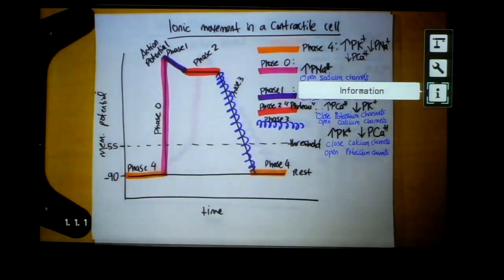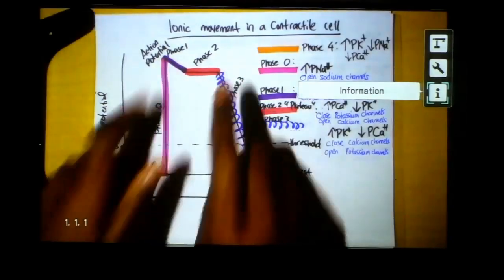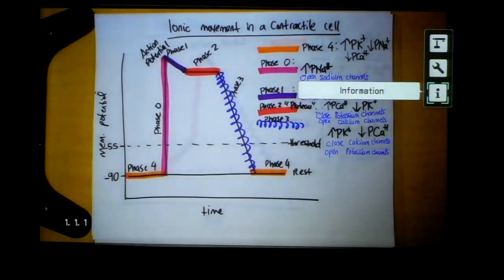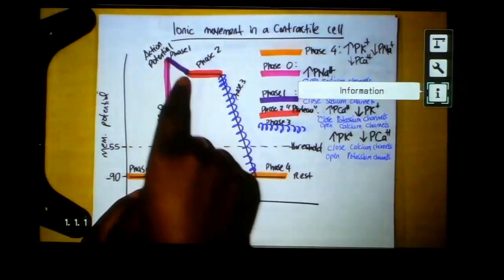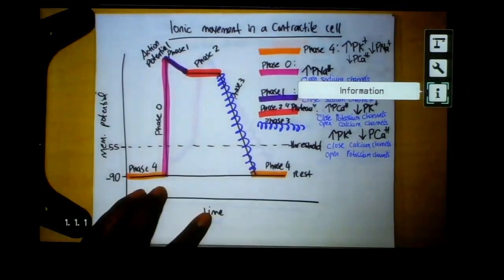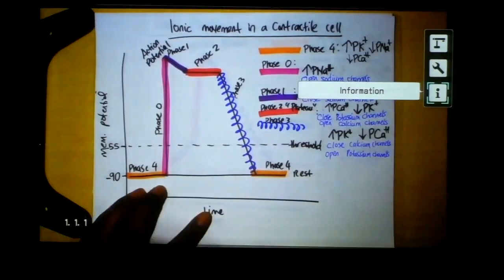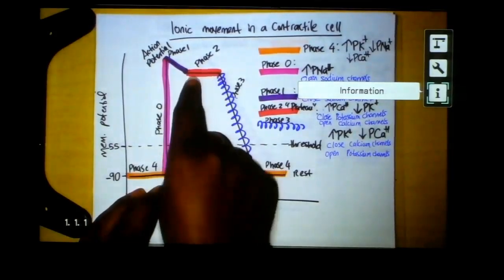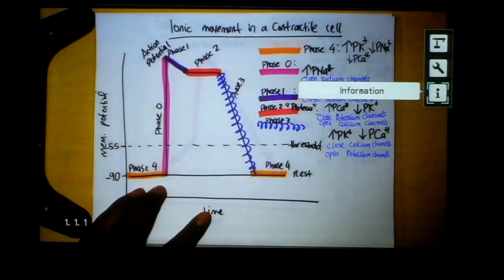What did we say was the importance of delaying repolarization in a contractile cell? What's the importance of delaying or interrupting this repolarization? What's happening during this delay? Calcium, right? Calcium needs to get into the cell. And so we interrupt repolarization by opening up our calcium channel and closing our potassium channel. So in this plateau phase, we briefly interrupt repolarization in order to facilitate the movement of calcium into the cell.